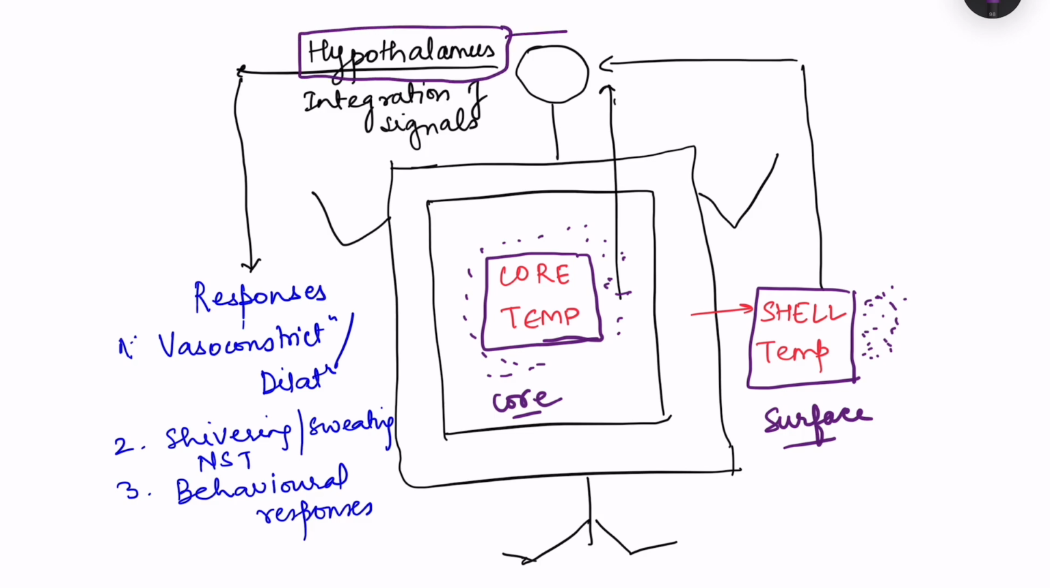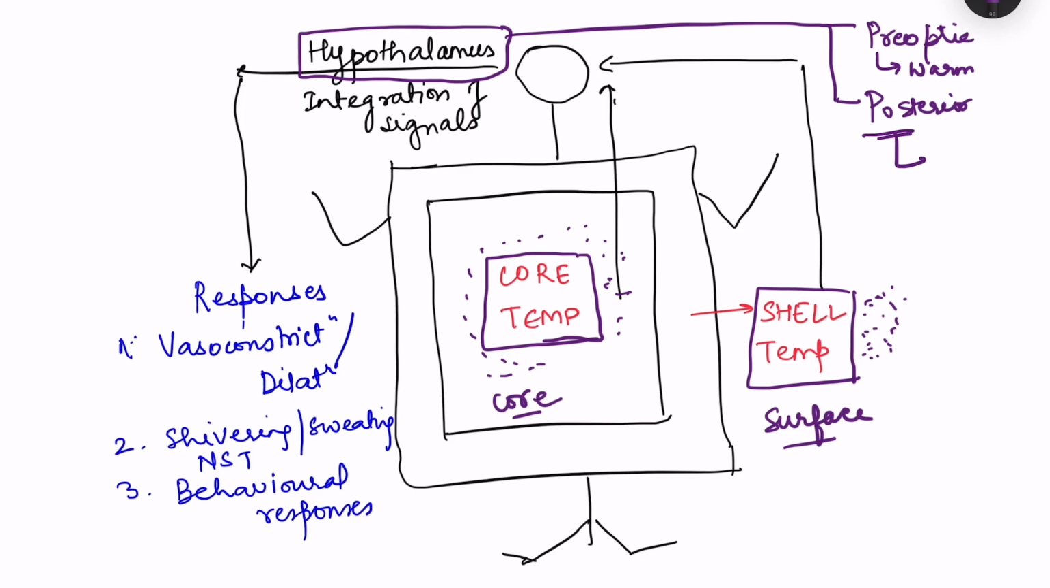In the hypothalamus, we have two centers, one in the preoptic nucleus in the anterior hypothalamus, and the other in the posterior hypothalamus. The preoptic nucleus in the anterior hypothalamus responds to warm temperature and the posterior one responds to cold temperature. All the information is going to these centers in the hypothalamus. There is integration of signals, because there is shell temperature and there is core temperature. From outside as well as inside, the information is going to the hypothalamus.